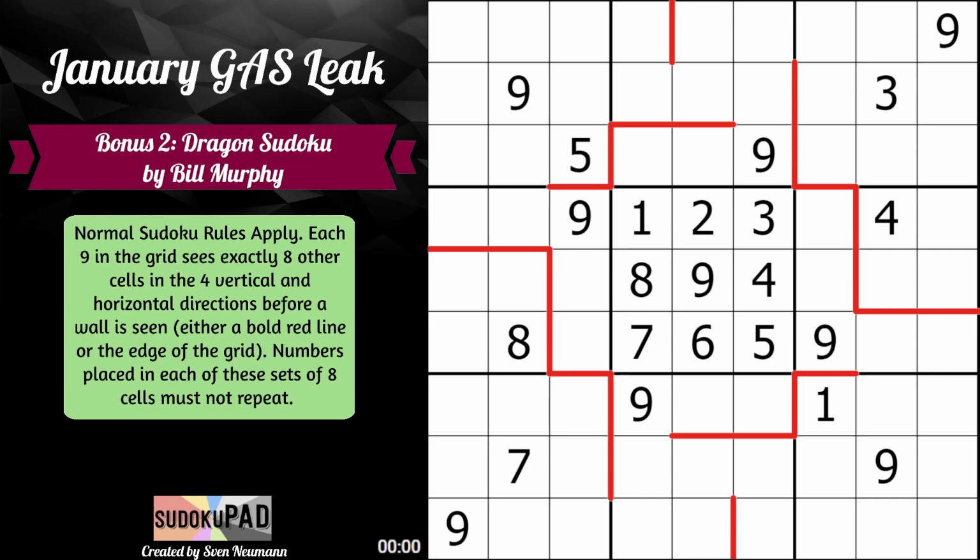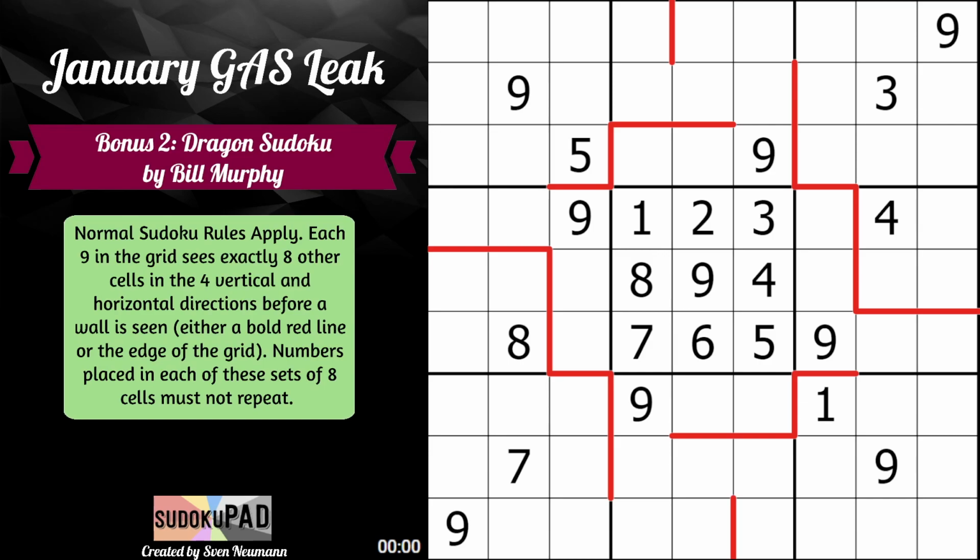Normal Sudoku rules apply. Each 9 in the grid sees exactly 8 other cells in the 4 vertical and horizontal directions before a wall is seen. And a wall is either a bold red line or the edge of the grid. Numbers placed in each of these sets of 8 must not repeat.